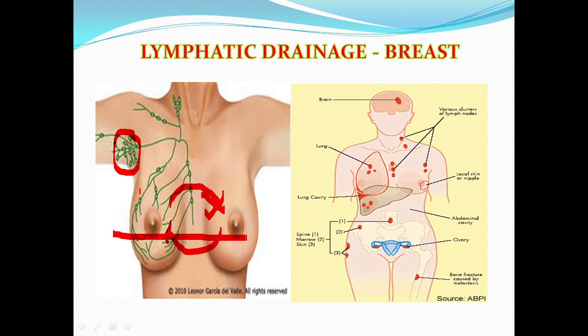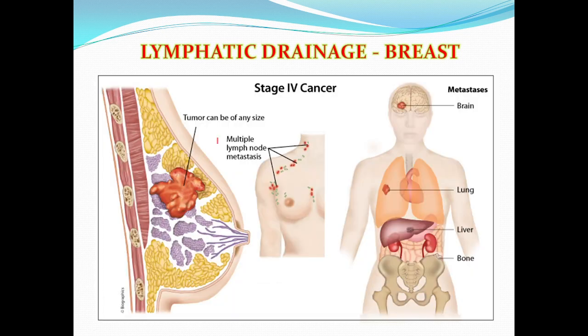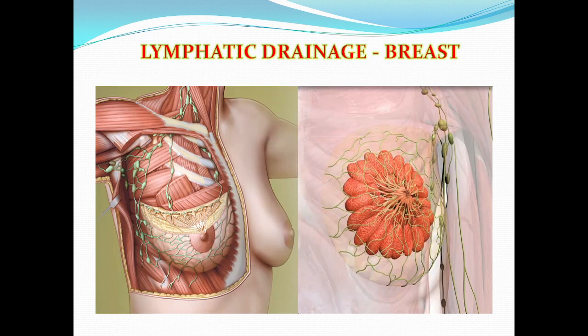Sometimes what happens, if any cancerous cells are present in the lower half of the gland, they may affect the liver, causing obstructive jaundice, and they may affect the ovary, so Krukenberg tumor is to be remembered. So this is all about the things. This is how you are able to identify that cancerous cells are spreading and leading to a tumor in the gland. Wherever the lymphatics go, that area of the gland is going to be affected.